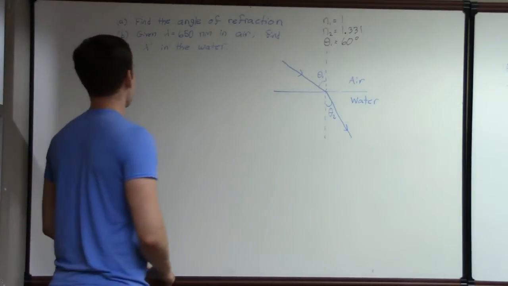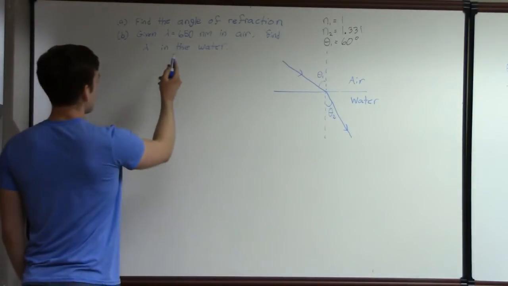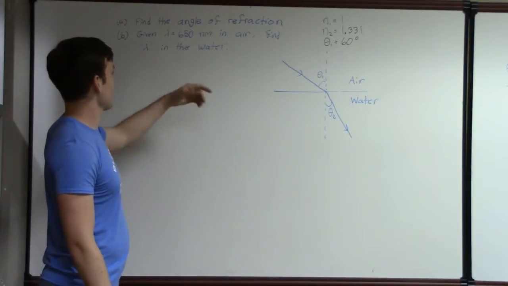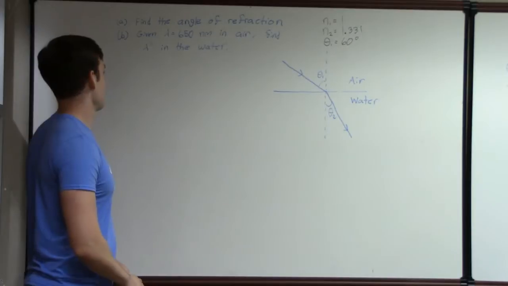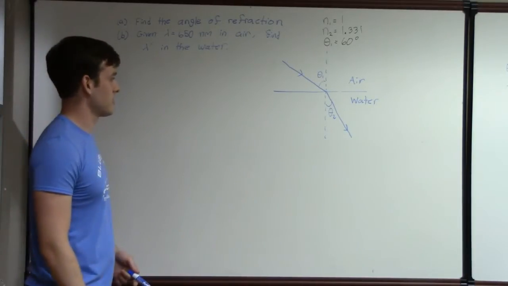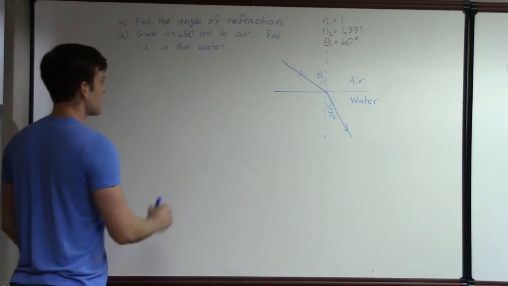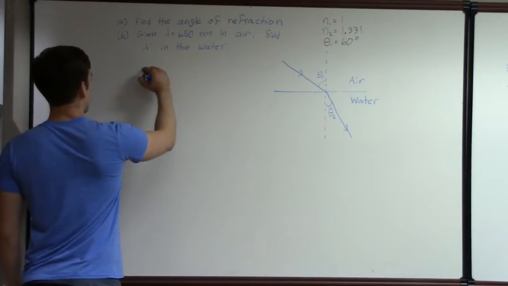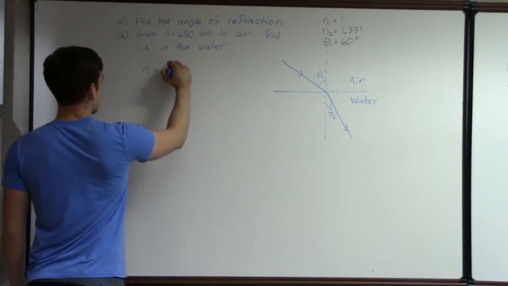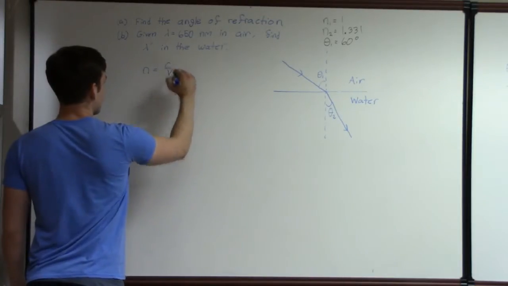So for part B of this problem, we're given that the wavelength of light in air is 650 nanometers, and we want to find the wavelength of the light in water, because of course the wavelength of light is going to change as it moves from one medium to another. So let's look at the formula for index of refraction. N is equal to C over V.